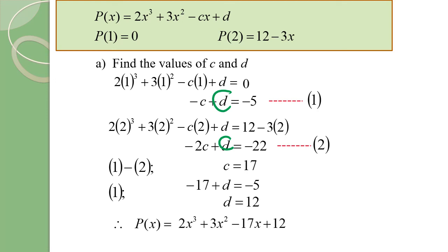This one is not our answer. We just want to write down p(x) again with the values of c and d. So we have p(x) equal to 2x cubed plus 3x squared minus 17x plus 12. Now for question B.